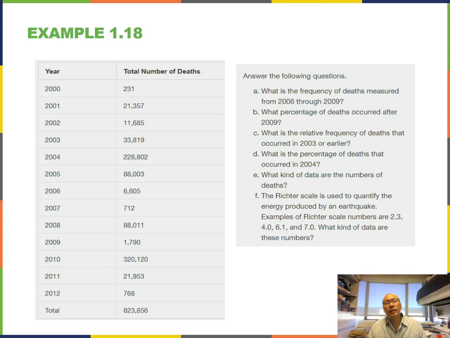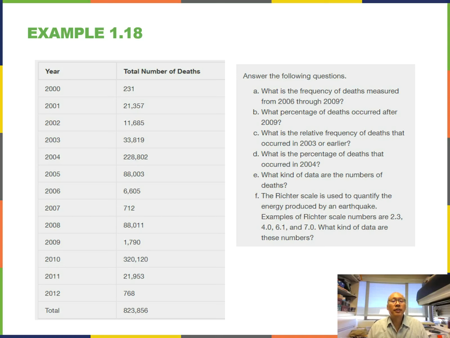Now, if we want the percentage, we would take the total number of deaths and divide it by the total, which is 823,856. For the percentage that occurred after 2009, we start with 2010, 2011, 2012, and we add all those up and divide by the total. For C, it says the relative frequency of deaths that occurred in 2003 or earlier. So we start with 2000, 2001, 2002, 2003, add all those up, and if they're asking for a percentage or relative frequency, then we would divide it by the total.